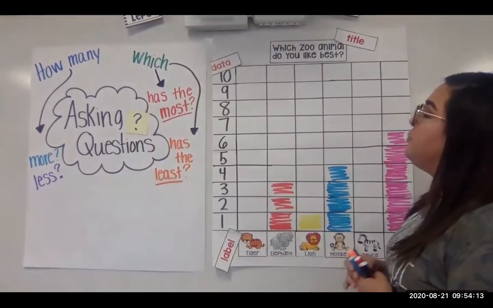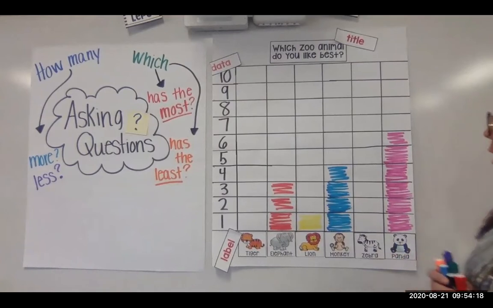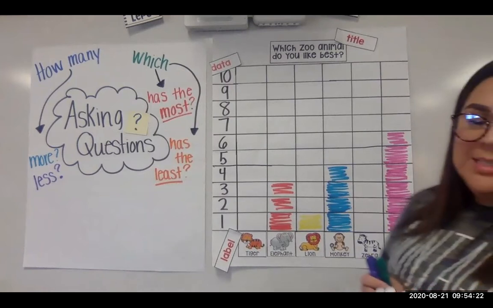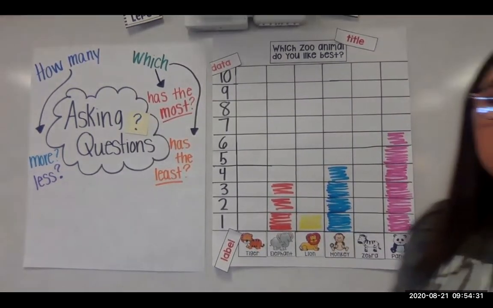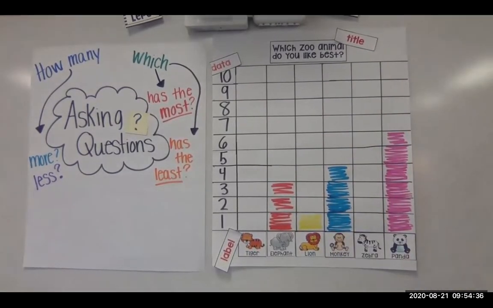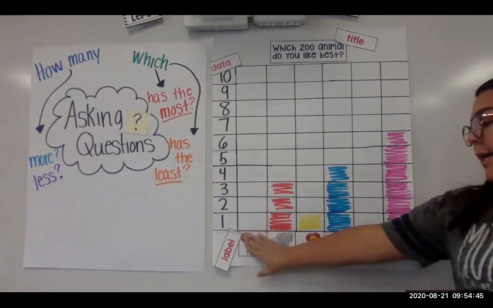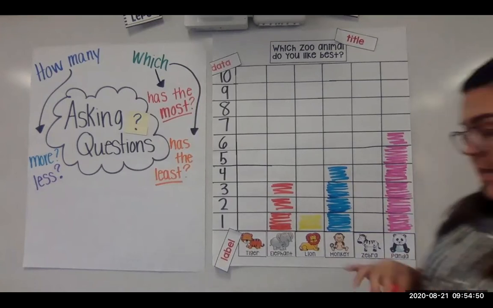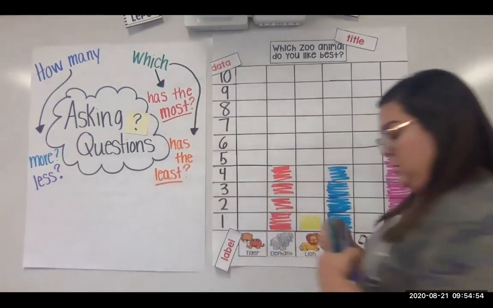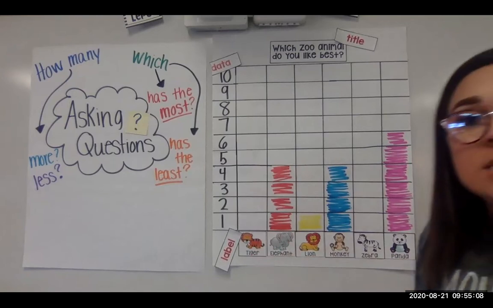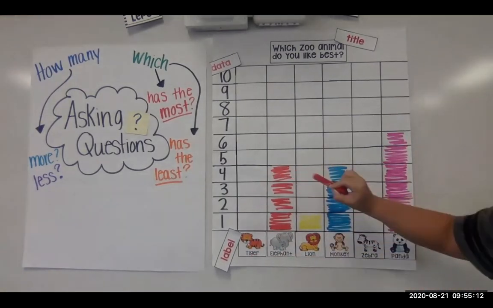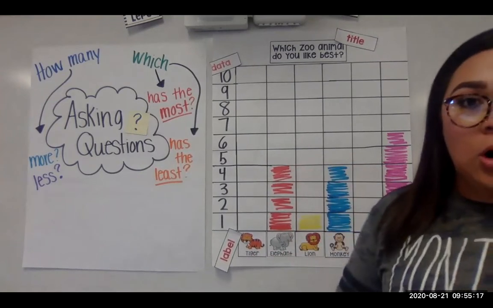Could I also ask the question? Let me think. What if I said, which animal has the fewest votes? Which animal has the fewest votes? If you said tiger and zebra, you're correct. What if I did this? What if I added another vote? Elephant. Which animals are equal? Tiger and zebra are equal because they're both at zero. But there's another one that's equal. Elephant has four. Monkey has four. Those are equal. Do you see that?